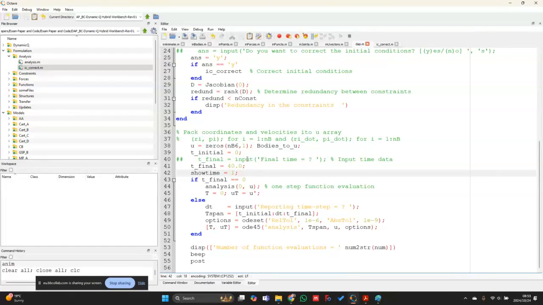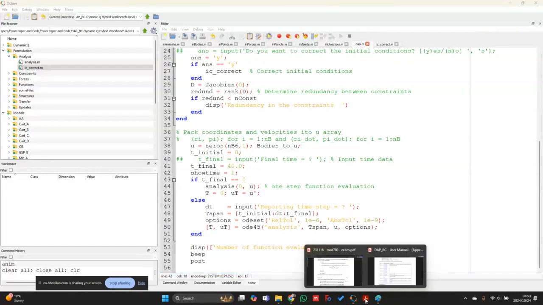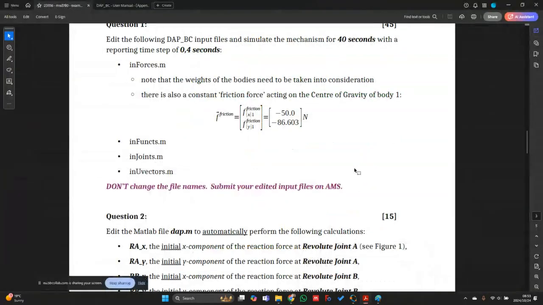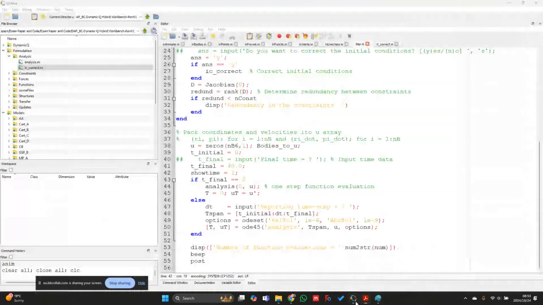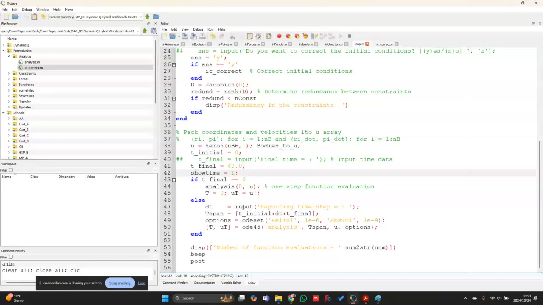So the reporting time step, I can change it to 0.4 seconds if I want to, so to perhaps just make that a constant. What I'm going to do is in this if-else statement that I have over here. This one says, if you're running a static test, don't ask for the reporting time step. Otherwise, do ask for the reporting time step.